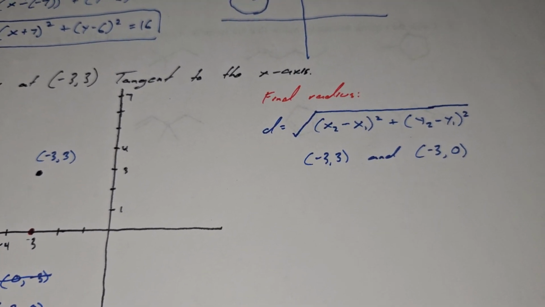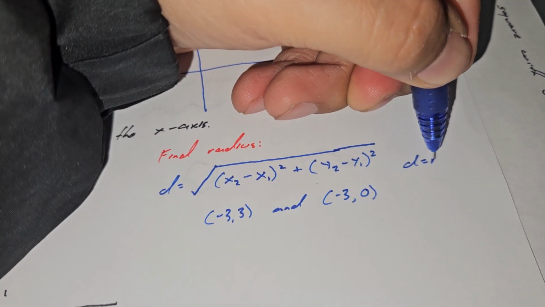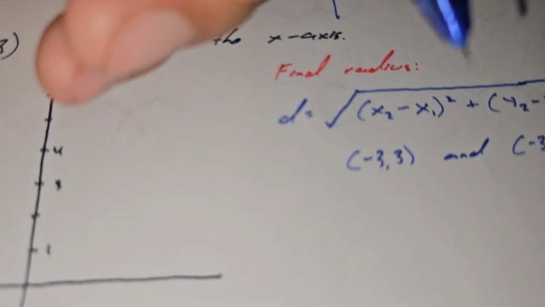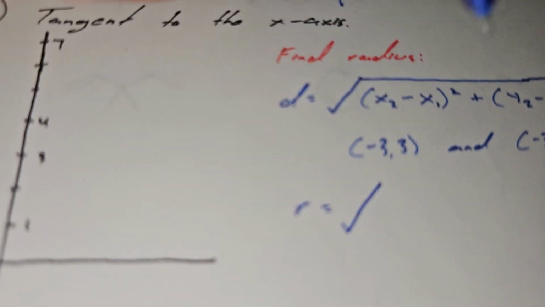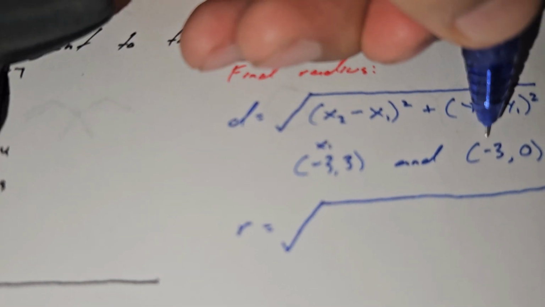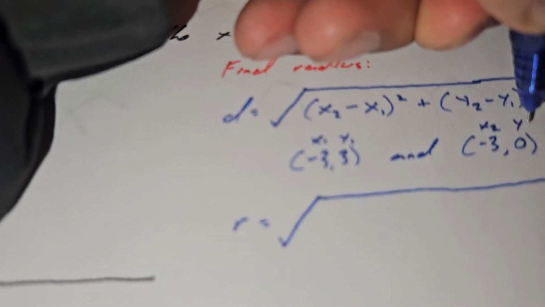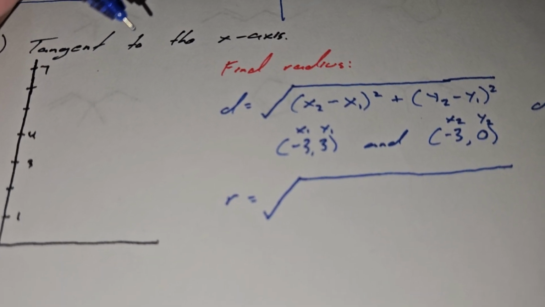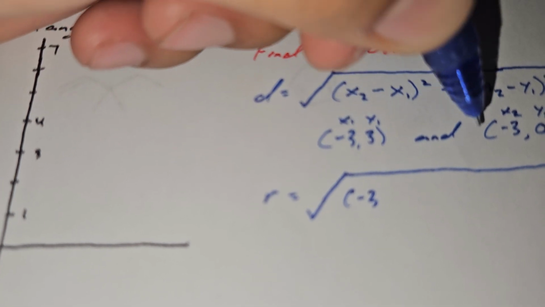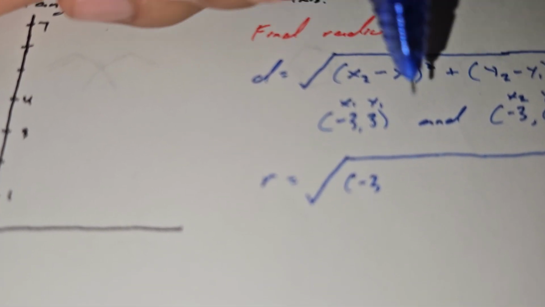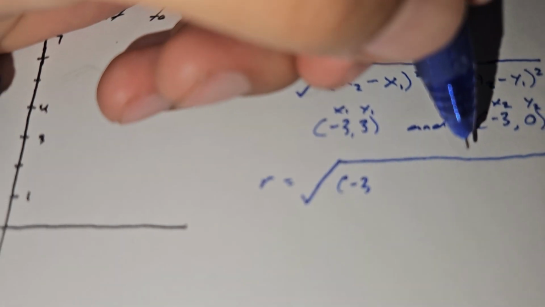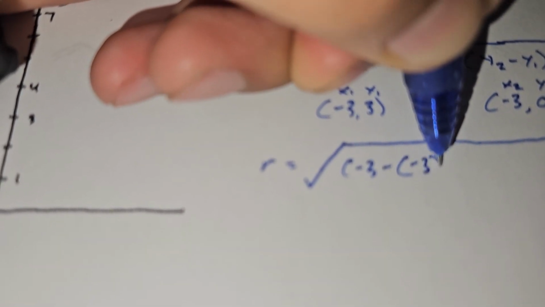Now let's find the distance between them, and the distance between them is going to be our radius. So D is going to be equal to R, because that's our distance and that's our radius. Let's do R equals the square root of, let's label these first: x sub 1, x sub 2, y sub 1, y sub 2. Now let's plug in our values. x sub 2 is going to be -3 minus x sub 1, which is -3. The negative is going to distribute to a +3, but let's just write it down for the sake of this step.